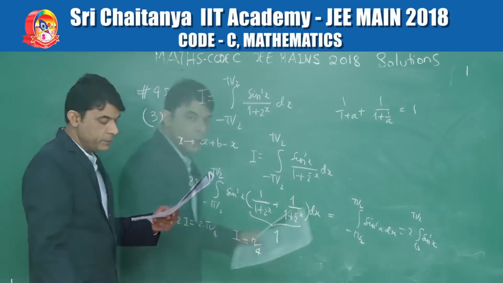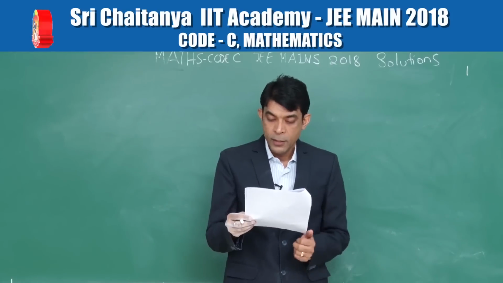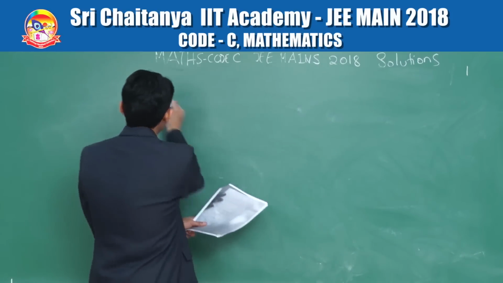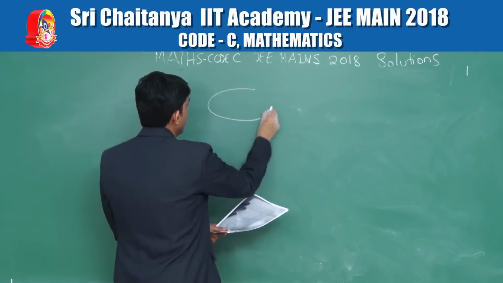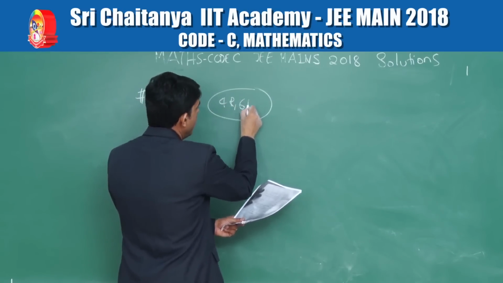45, number 3. 46, it's a question about probability, and we can do it best by drawing a diagram. It tells a bag contains 6 balls, 4 red balls and 6 black balls.